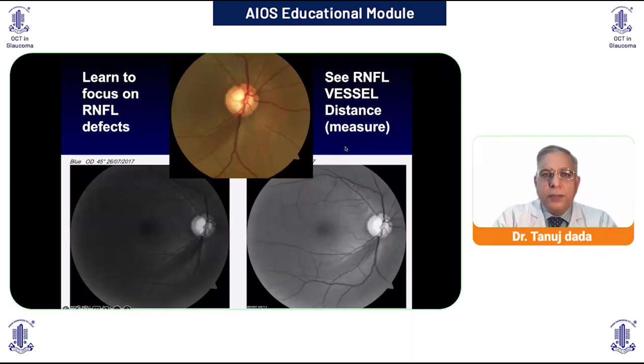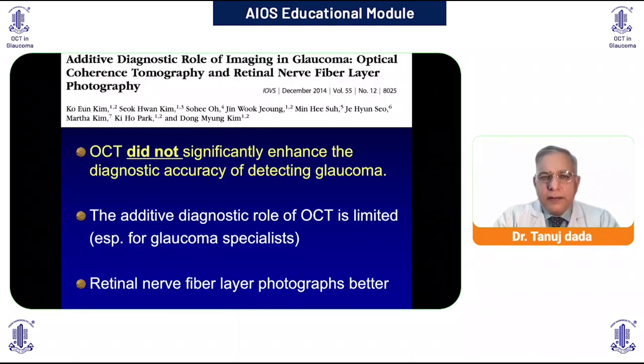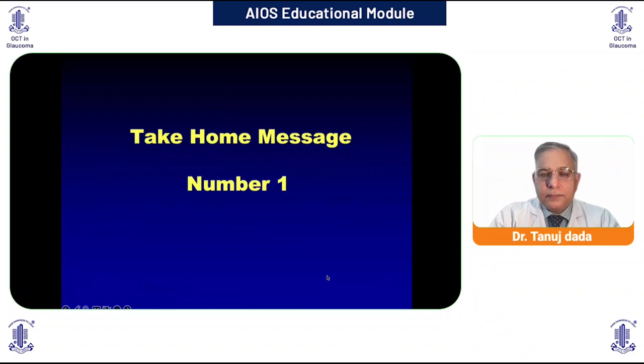OCT for this purpose. In this study, they showed that OCT did not significantly enhance the diagnostic accuracy of detecting glaucoma, and the additive diagnostic role is limited for glaucoma specialists. And this is if you have proper training in taking and reading the fundus photograph with focusing on the retinal nerve fiber layer. So then the OCT did not enhance the accuracy. The retinal nerve fiber layer photographs were better.